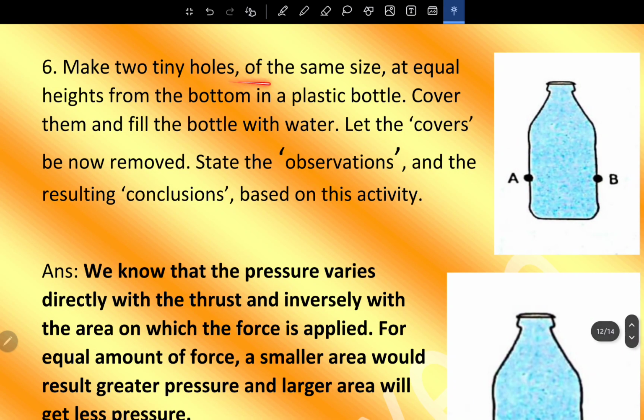Make two tiny holes of the same size at equal height from the bottom in a plastic bottle. Cover them and fill the bottle with water. Let the covers now be removed. State the observation and the resulting conclusion based on this activity.